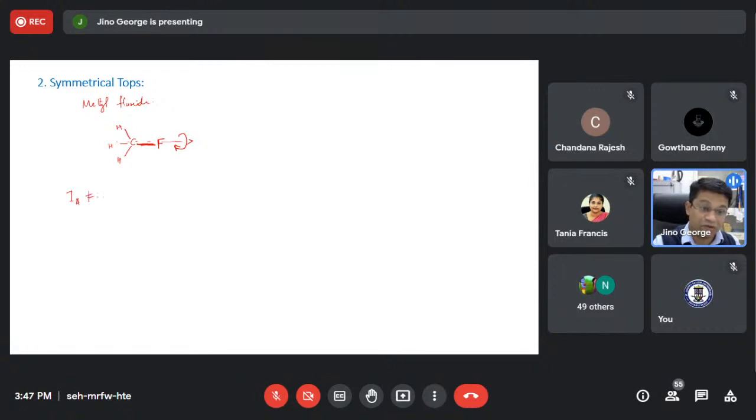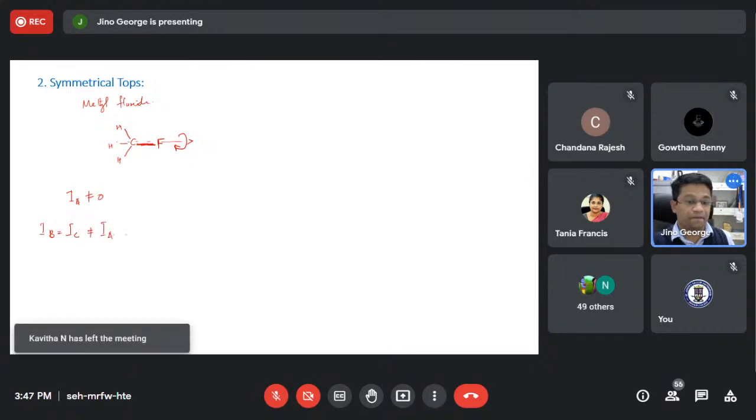This will be a non-zero value because I have a heteroatom, which is connected to some hydrogens above and below. It still gets a non-zero value of I here. So here the basic rule is IB is equal to IC, which is not equal to IA. This is how it is, whereas IA is not equal to 0. That's for sure.